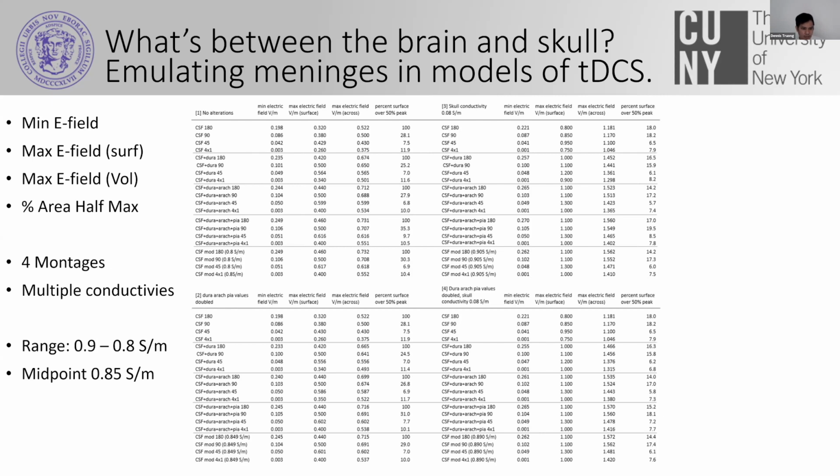We did this for 4 different montages, and we did this for multiple conductivities just to test a wide range of possible factors. The conductivity range ended up being fairly small. It was about 0.9 to 0.8 Siemens per meter. The midpoint was about 0.8 Siemens per meter. So we took that to be a sort of emulated value that we could potentially use to reproduce the effect of the presence of the meninges.